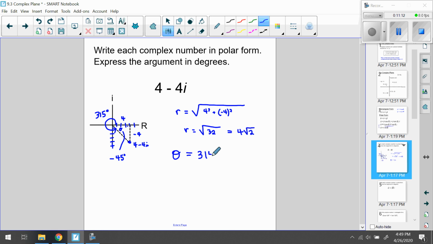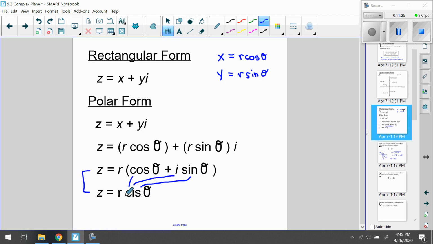Again, if those ratios aren't common enough to you to know what that angle is, we can always use inverse tangent as our backup. I think we'll probably do that on the next example. All right, so we really have everything we need. If we go back again, we're just looking for r and theta.